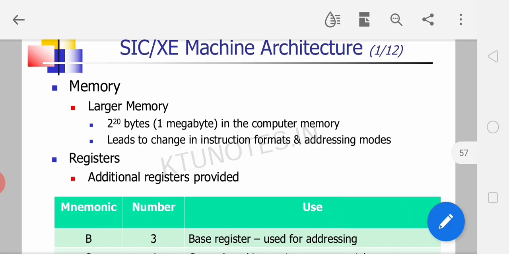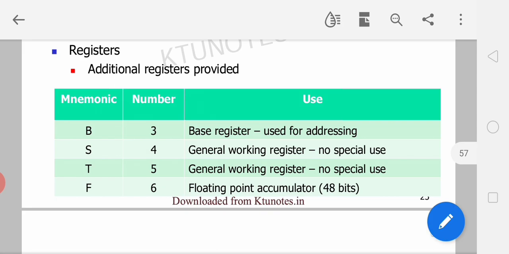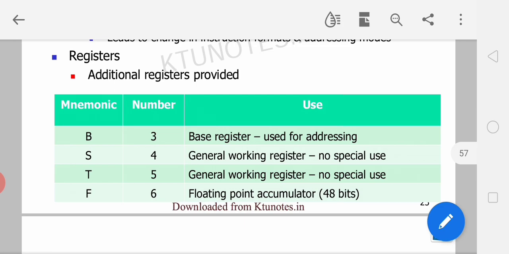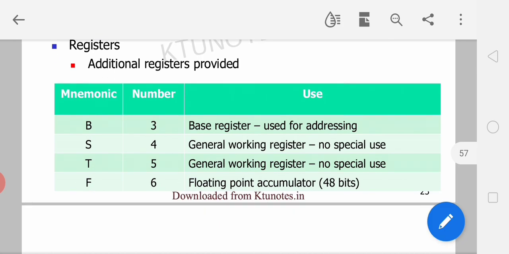Okay, and in the case of registers, there are 4 additional registers used. We have already studied 5 registers in SIC machine architecture, and including those 5 registers, we have another 4 registers which we are using in SIC/XE machine architecture. Which are the registers? The registers are named B, S, T, F. B stands for base register, which is used for addressing. Okay, and for S and T there is no special use. These are termed general working registers.